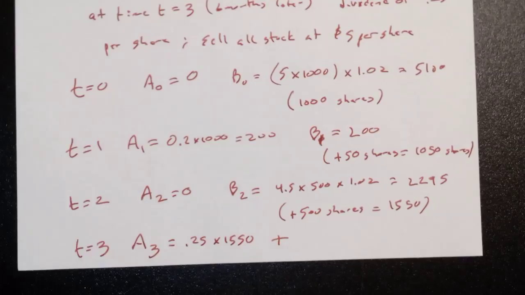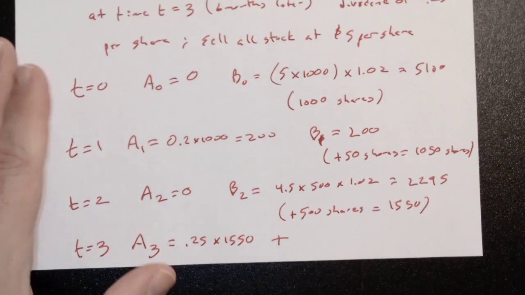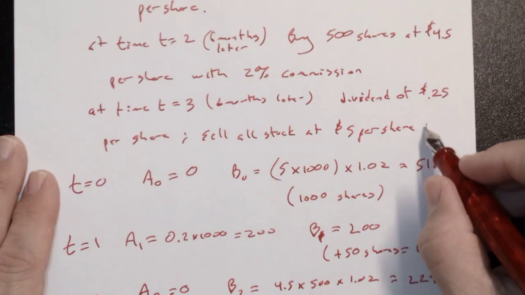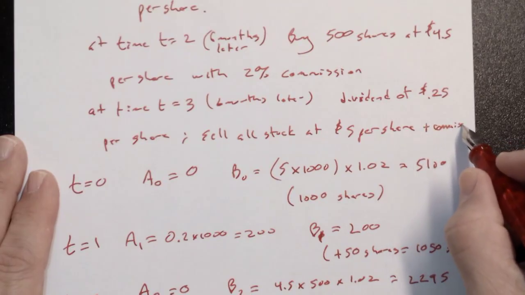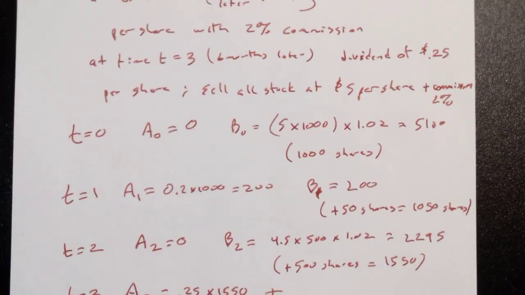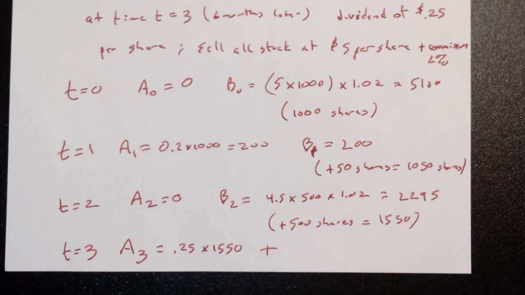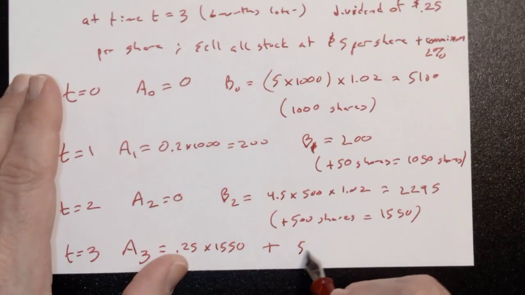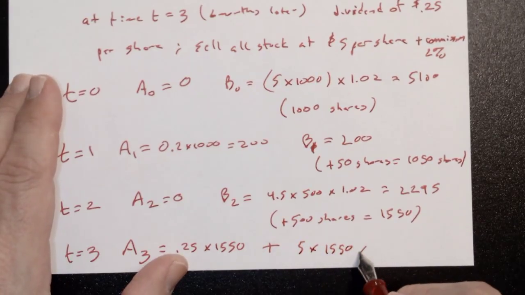Wait a minute. I don't know. Did I write it down on the selling? If I'm selling my stock, I should pay commission on that, right? My broker is going to do that for me because it's not a direct reinvestment. Did I make that note up here? Sell all stock at 5 per share plus commission, 2%. I need to keep that 2% commission on there, or my broker will be very, very upset and start to sue me. So I sell my shares at, what's the sell price? 5 per. So that's 5 times 1550 times what?